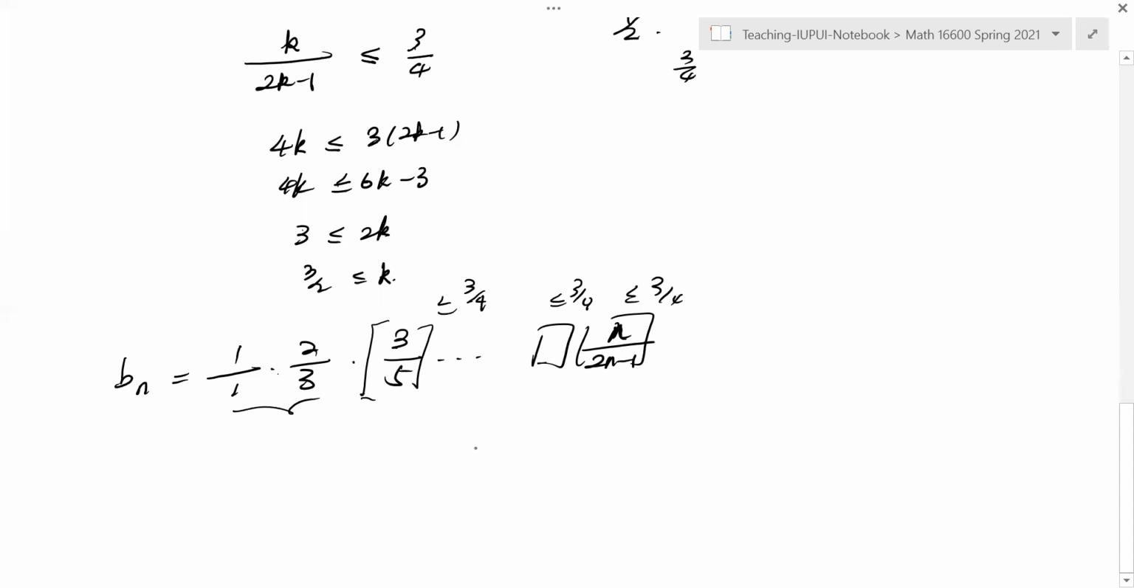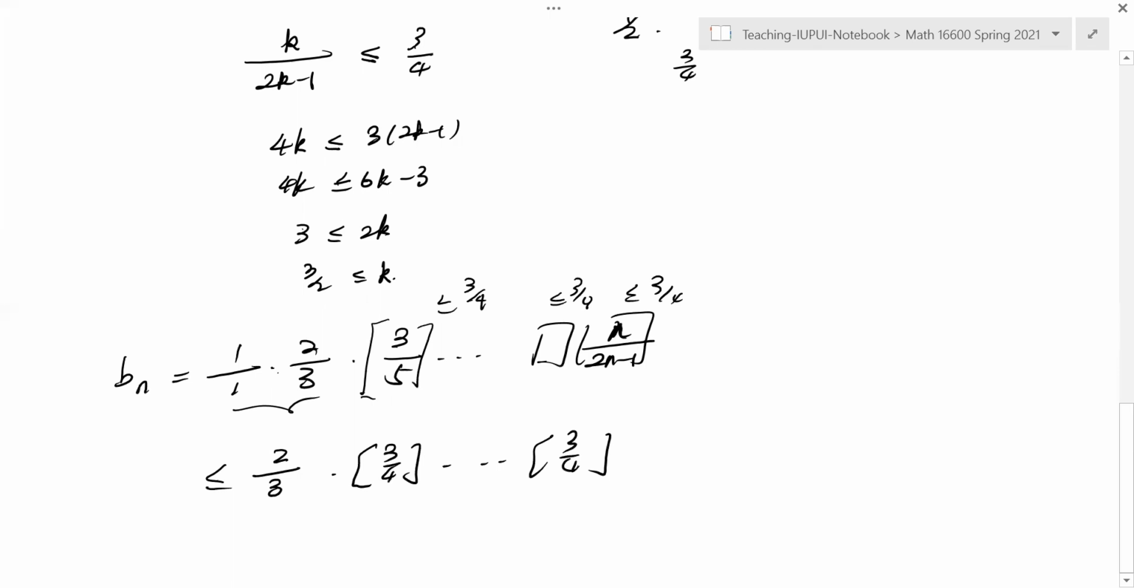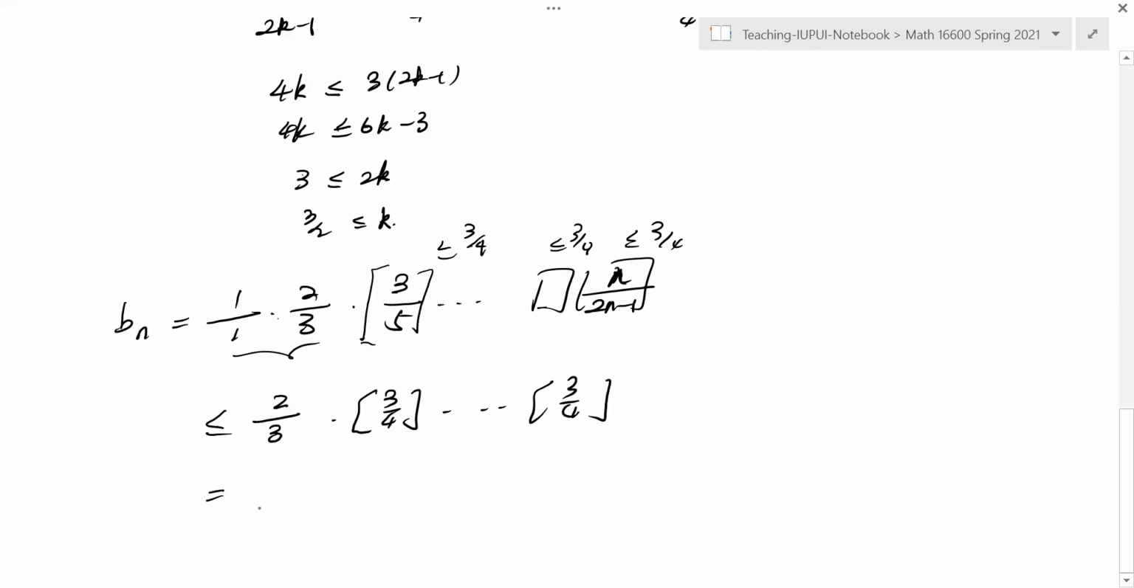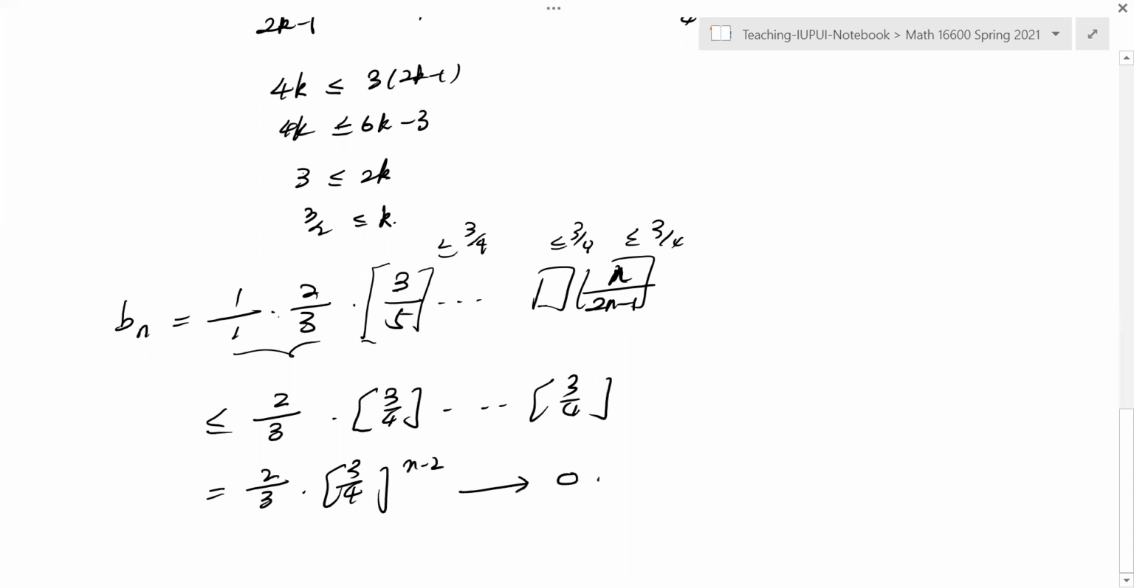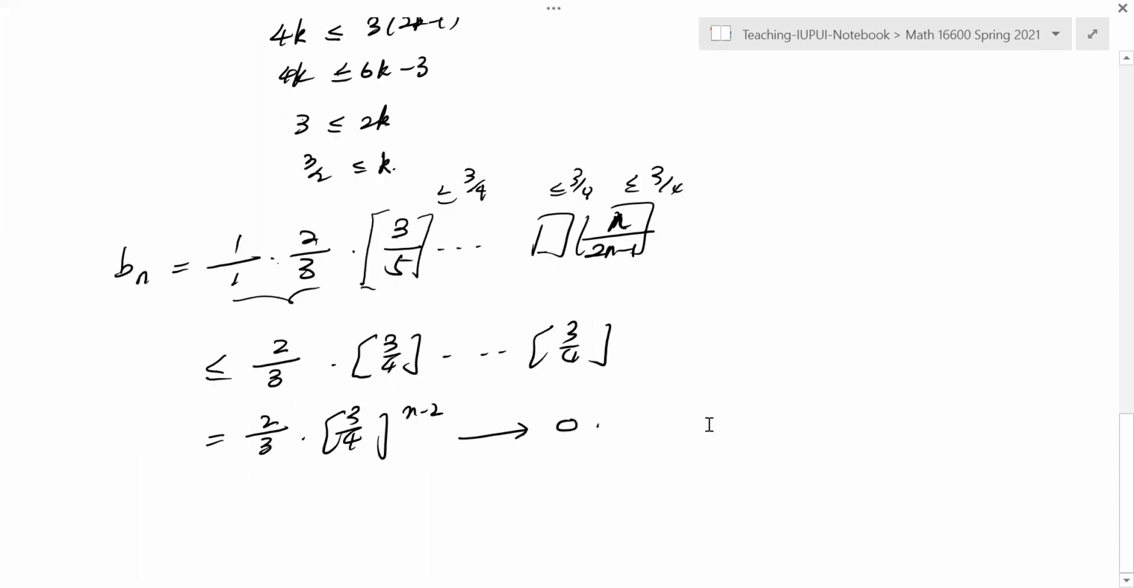When k is greater than or equal to 2, 2 over 3 is actually not less than 3 over 4. Now this is also already less than 3 over 4, but that's okay, we don't need it. So 2 over 3, and then 3 over 4. How many of them are here? N minus 2 many, right? And clearly this approaches the limit, so this is another way to prove it.